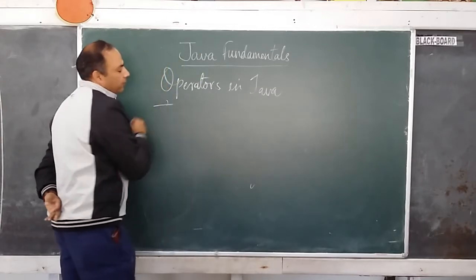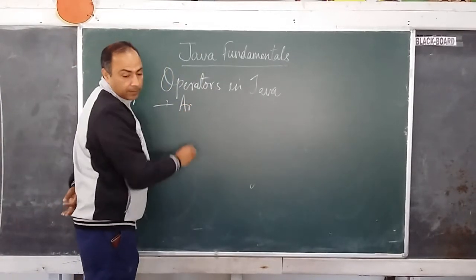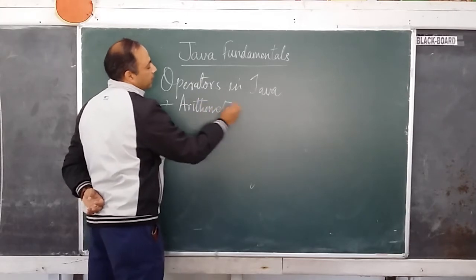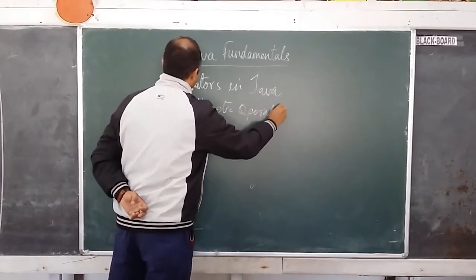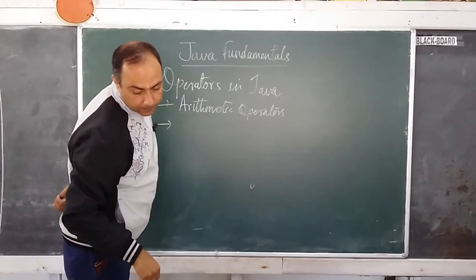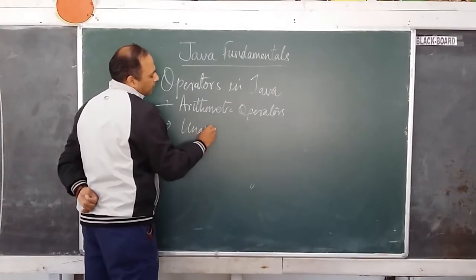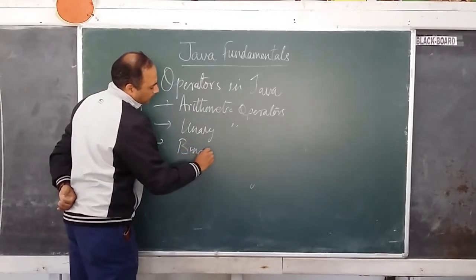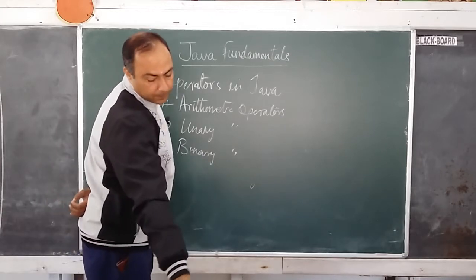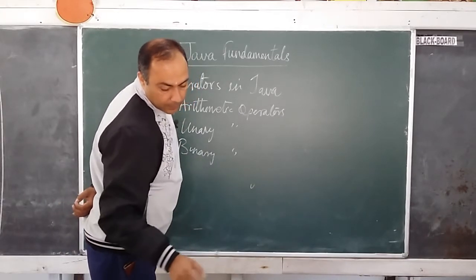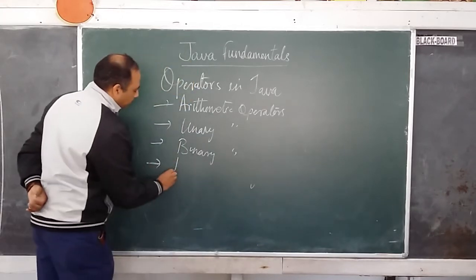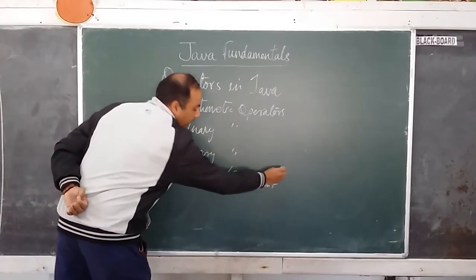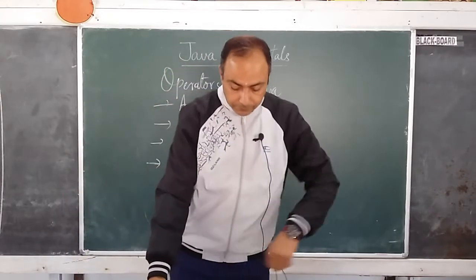Operators in Java. So different operators are there: arithmetic operators, relational operators, unary operators, binary operators, increment decrement operators. You can just consult your book, page number 142, about the different operators.